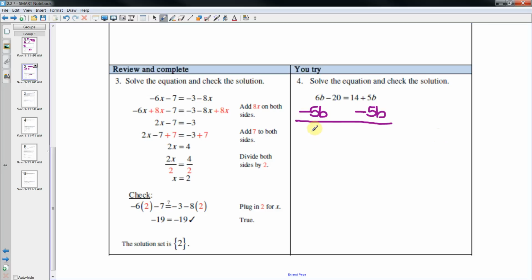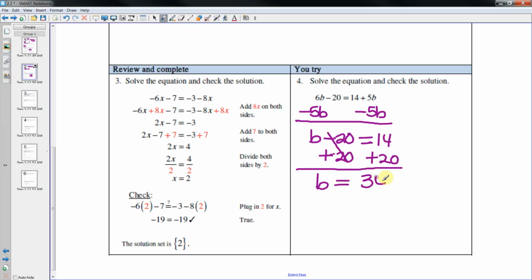So 6b minus 5b just gives me a b. 1b, you can put the 1 if you want to, minus the 20 equals 14. So now I've got minus 20. It needs to move, so we're going to add it because it's a minus. The opposite would be a positive. So then those cancel, so b equals 34 when I add those together. This time I didn't have to divide because there was a 1 in front of that b, so that kind of saved me a little bit of time.